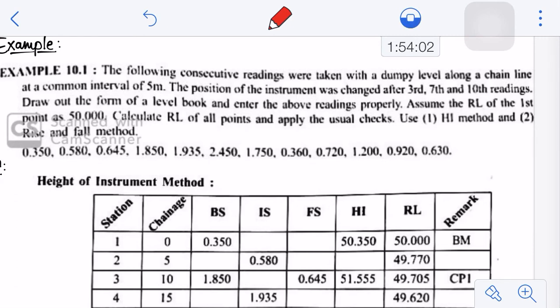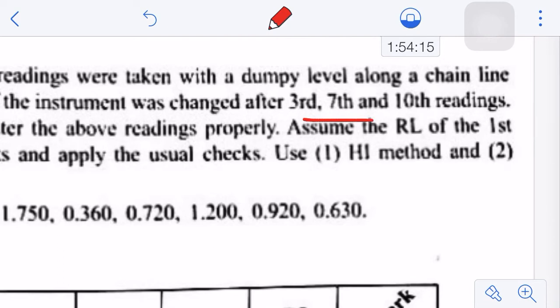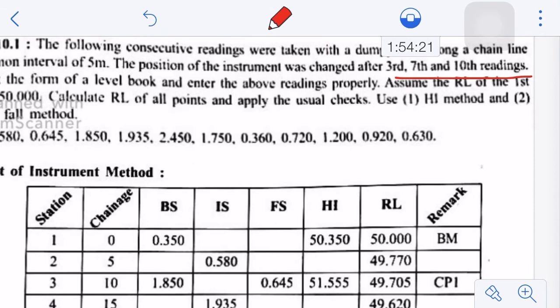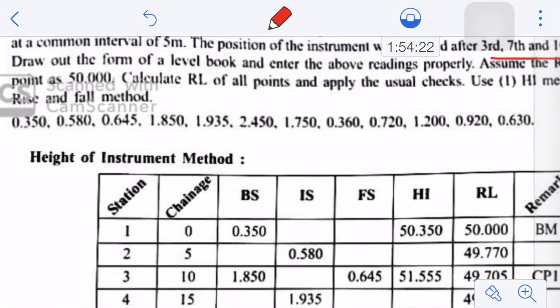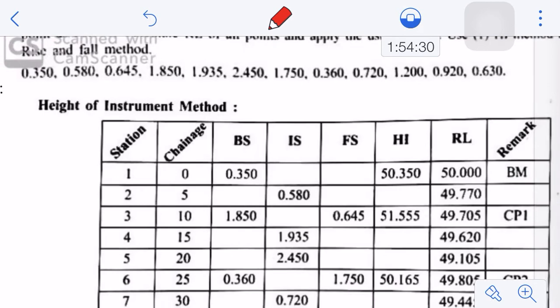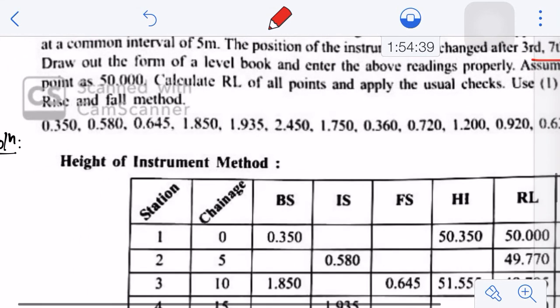Then, you see here, we have given in the data that the instrument was shifted after the 3rd, 7th and 10th readings. We have also given this because it should be known to you; from the observations alone you can't predict what your change points were, or when you changed the position of your instrument from one point to another, right? So here, these are the 3rd, 7th and 10th readings where your instrument was shifted. The 3rd reading is nothing but 0.645.